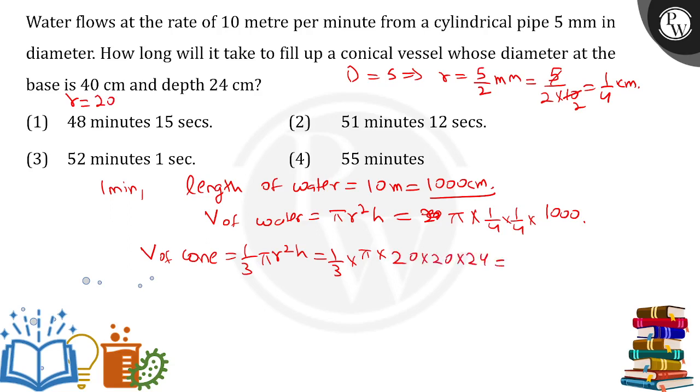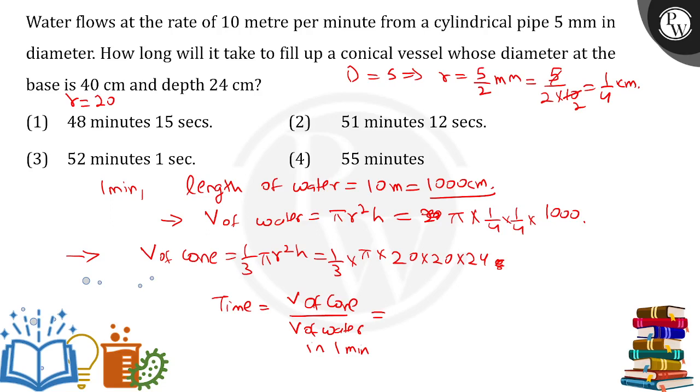So you can do the calculation over here, but the important thing is this is the total volume which should be filled, and this is the volume filled in 1 minute. So how much time will be taken? Time will be the volume of the cone divided by the volume of water in 1 minute. This is the division which needs to be done.